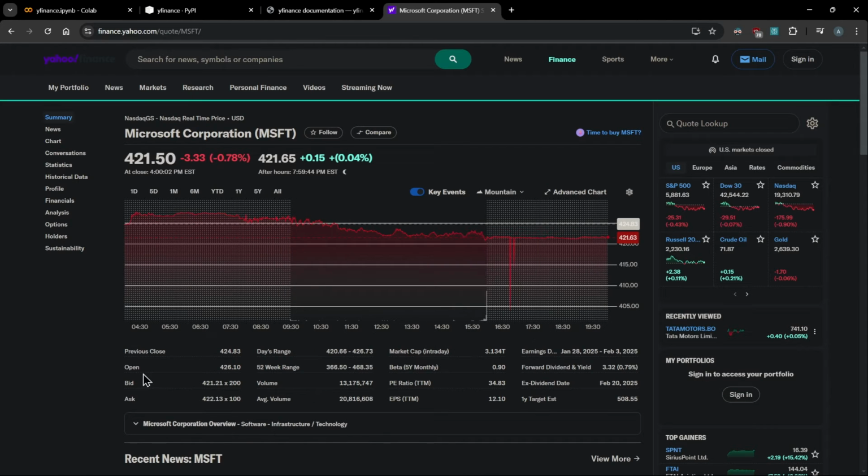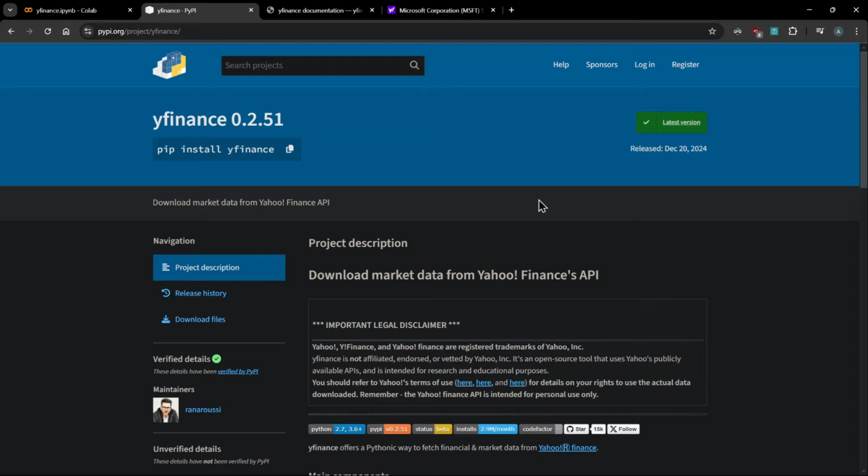So you get certain measures over here, let's say previous close price, open price, the bid price, asking price, and there's a lot of data over here. So what yfinance does is you can get all of these data into, let's say, your Colab environment so that you can do some calculations over it and assess whether to buy a stock or sell a stock, when to buy, when to sell, so on and so forth.